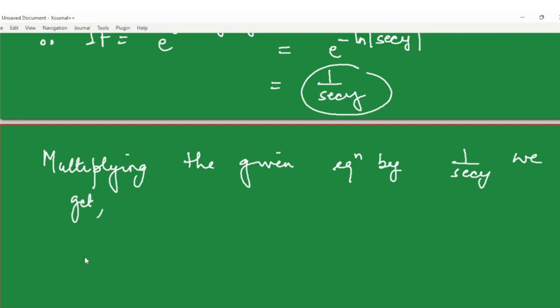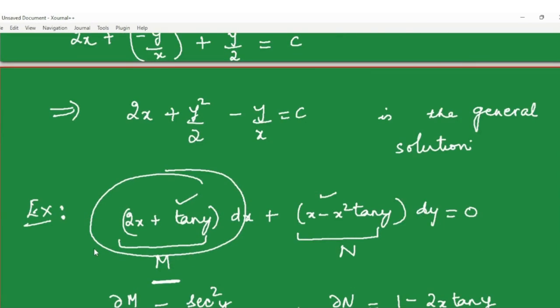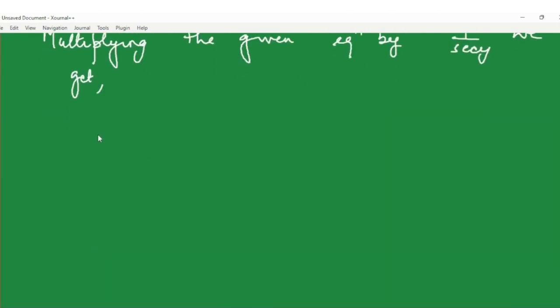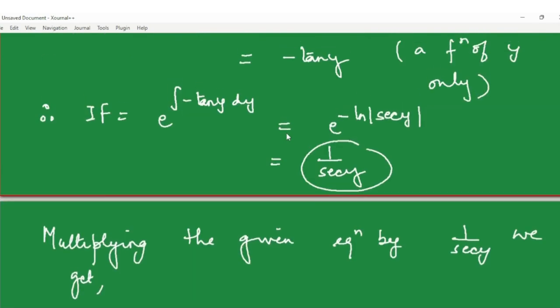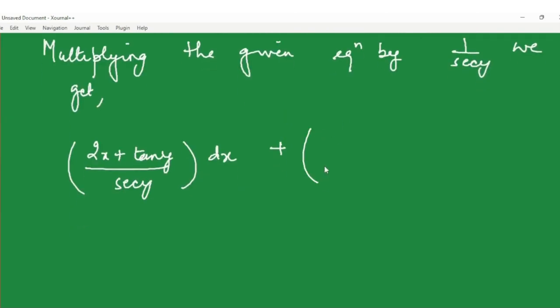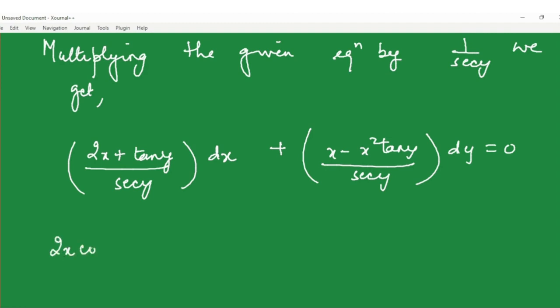what do we get? The given equation was (2x plus tan y) dx plus (x minus x square tan y) dy. So it's (2x plus tan y) by sec y, because I'm multiplying by 1 by sec y, that's my dx, and then with dy my new N becomes, N was x minus x square tan y, multiplied by 1 by sec y, so sec y goes here. So this is my new equation, which I can simplify a little bit to write it as 2x cos y plus tan y by sec y.